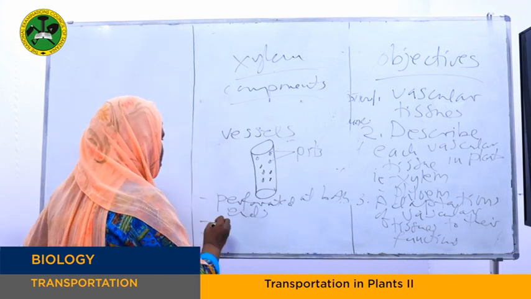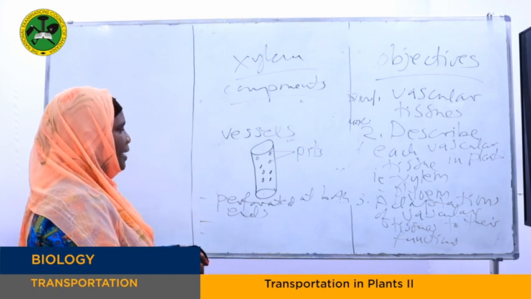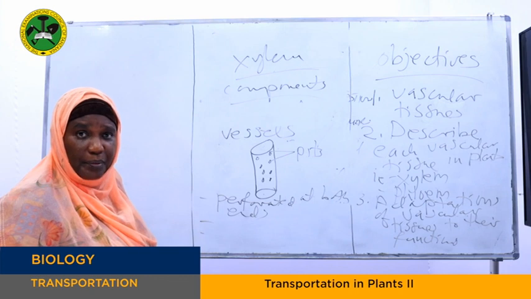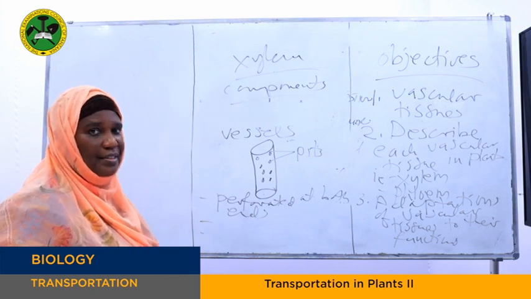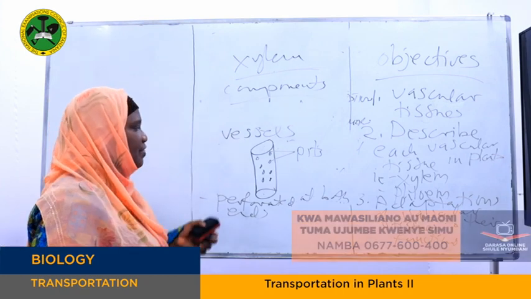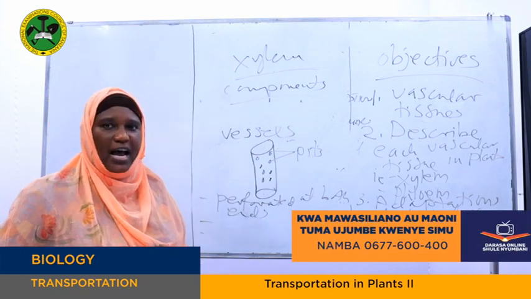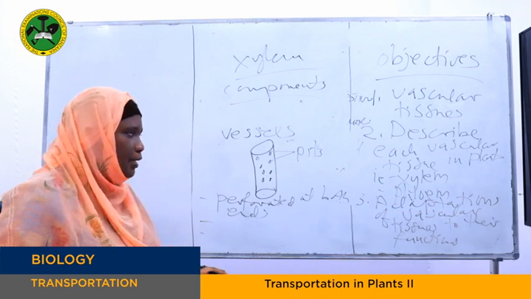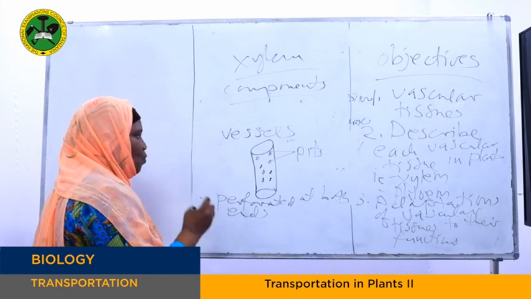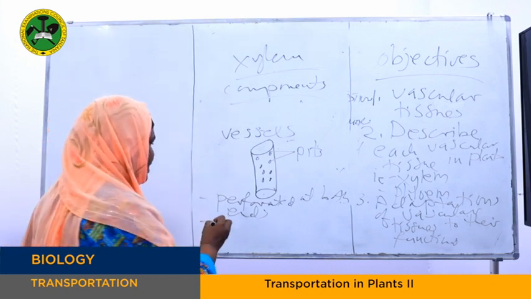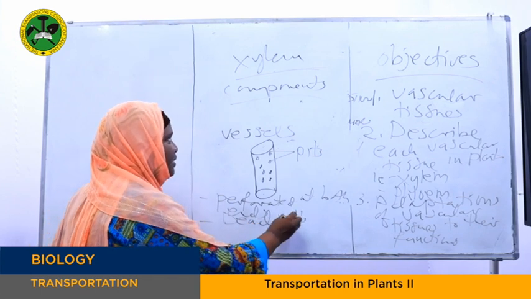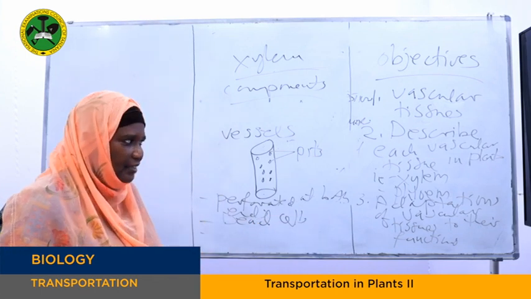For the case of vessels, vessels are perforated at both ends, and the lumen also is empty. After reaching maturity, the protoplasm is lost. That is why the lumen becomes hollow. Apart from having hollow lumen, we consider these cells as dead. They are also dead cells like tracheids.